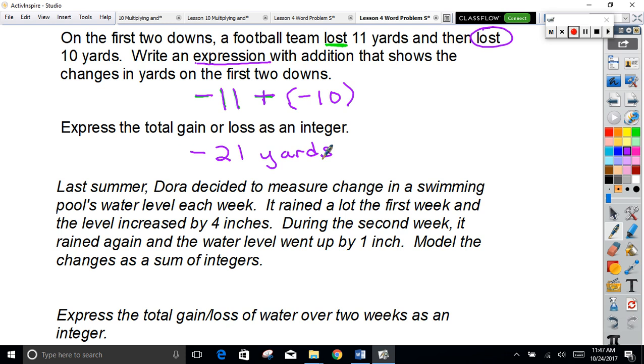Bruce, so what you need to do for "express the total gain or loss as an integer," you just need to write the answer there. Yes, if it just asked this only and didn't ask you to write the expression, you would just write the answer. Okay. All right, next problem.